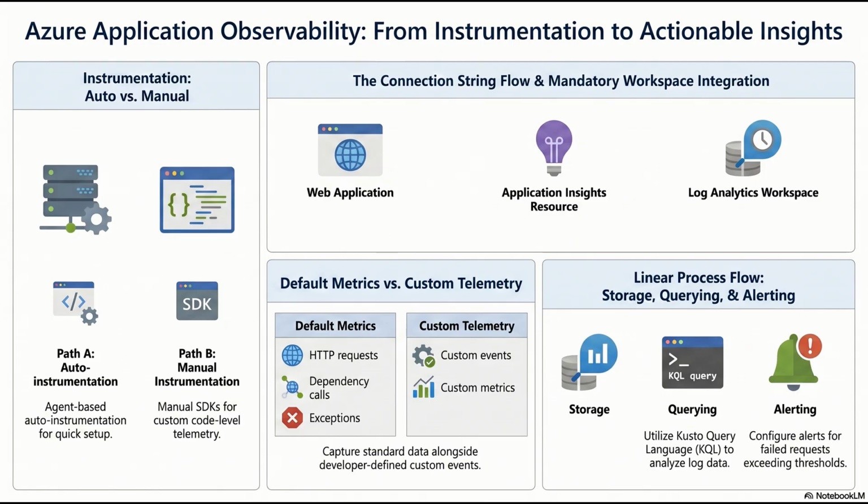Inside the workspace, all that incoming telemetry is routed into specific tables. Your virtual machine CPU data lands in a table named perf. Your application exceptions go to a table named exceptions. Your custom business events go to custom events. KQL is the tool you use to slice through those tables.